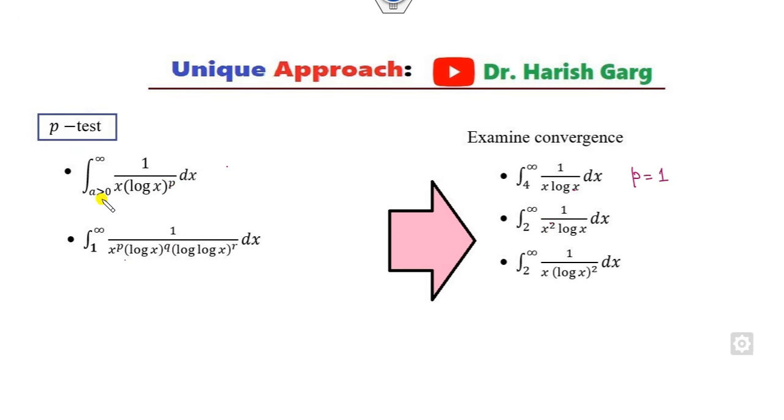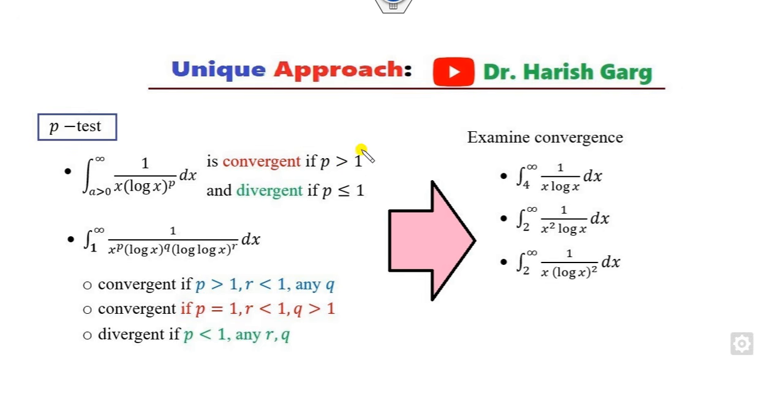Now what is the convergence? You can see infinity is my point of discontinuity. So what is the rule for that? Whenever p is greater than 1, as I told you in the p test, it's convergent, otherwise divergent. And you can see from here, what is the p? p is equal to 1. So this is divergent.